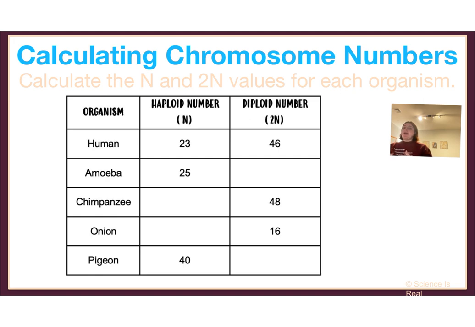So go ahead and calculate the diploid number for amoeba and the pigeon, and then the haploid number for a chimpanzee and onion. If you're looking to go from diploid to haploid, all you would have to do is divide by 2 instead of multiply.